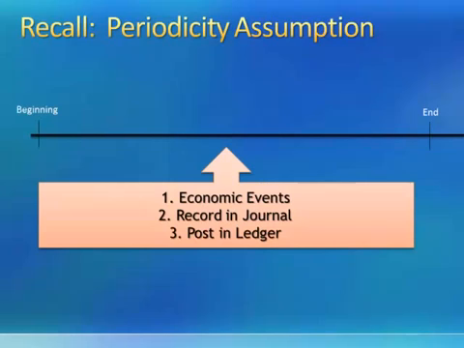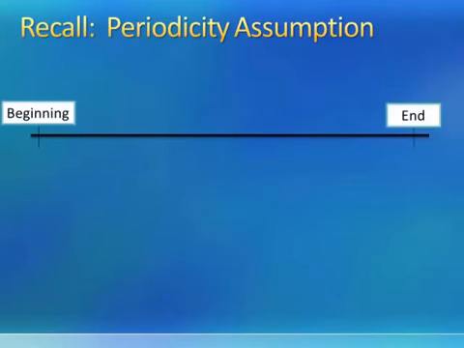Throughout that time period, economic events are occurring. They're being recorded in the journal and posted to the ledger. So all the economic events that are occurring during this time period are captured by the accounting system by recording them in the journal and posting them to the ledger. At the end of the accounting period, we want to make financial statements. But before we can make financial statements, there are some things that we must do. The first thing that we do at the end of the accounting period is to prepare an unadjusted trial balance. We'll discuss the unadjusted trial balance in more detail in this module.